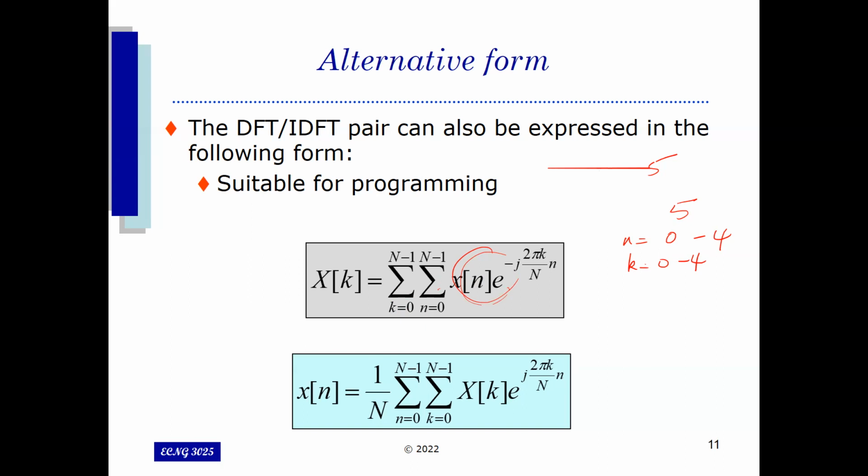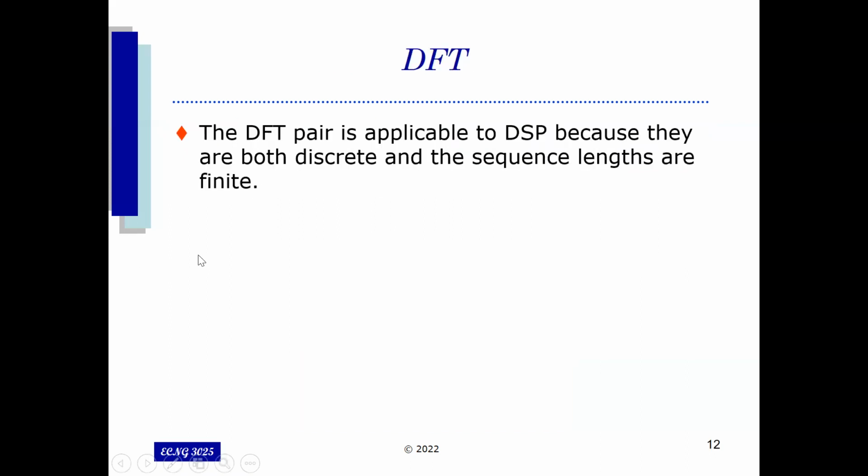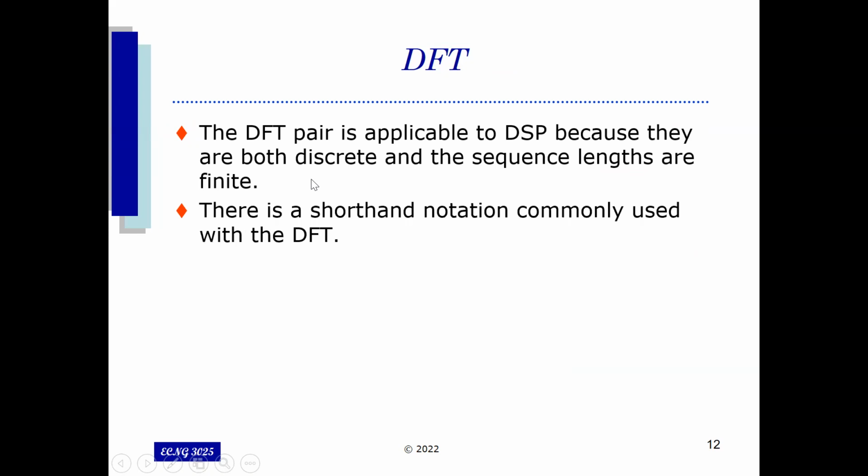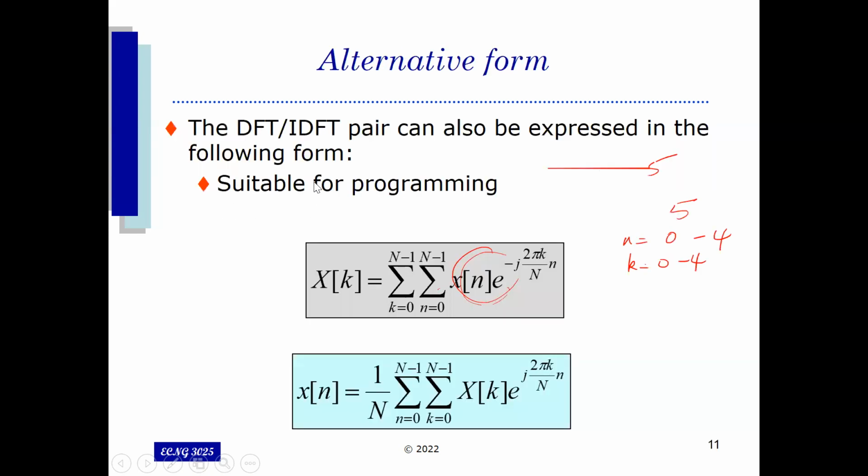So we now have something that can take samples of what I have and give me an idea of what the frequency content is. The frequency content is going to be samples of what is really there, but again, we can work with that. It's better than nothing. This is applicable because we have both discrete and finite sequences to deal with. Now, we have this bit here to deal with, and we'll come to that in a second.